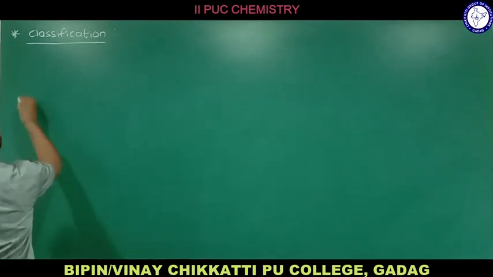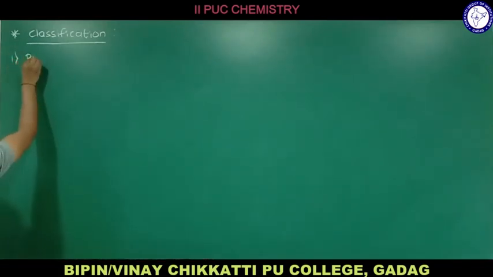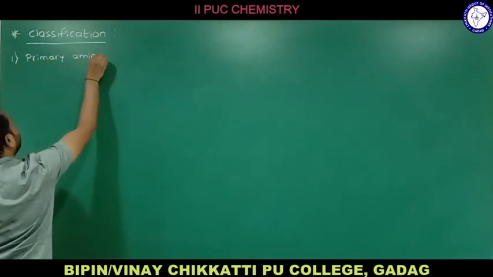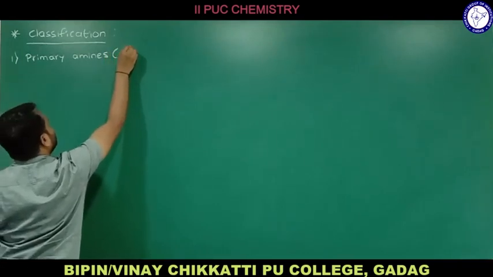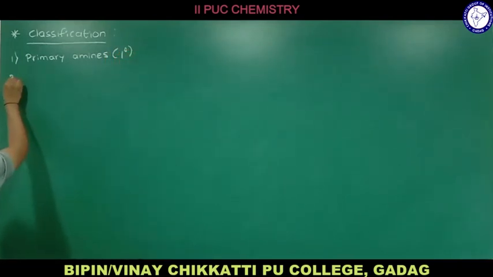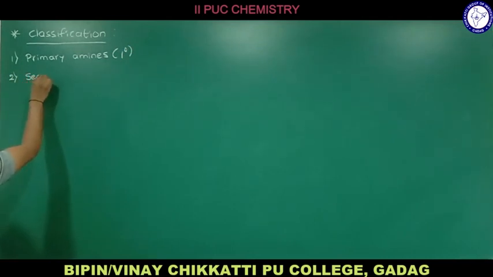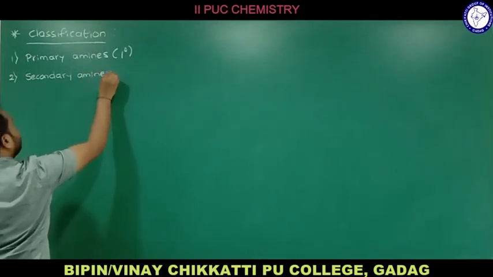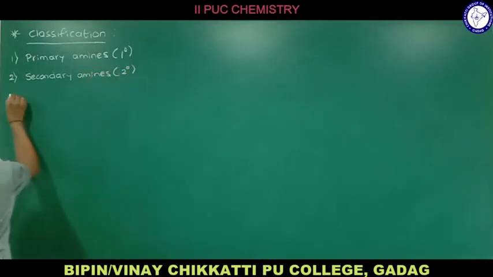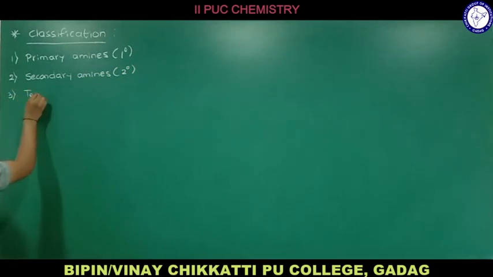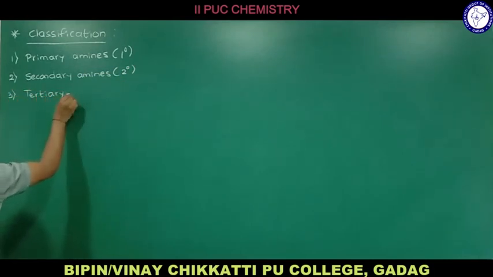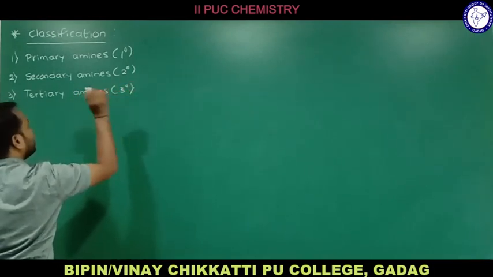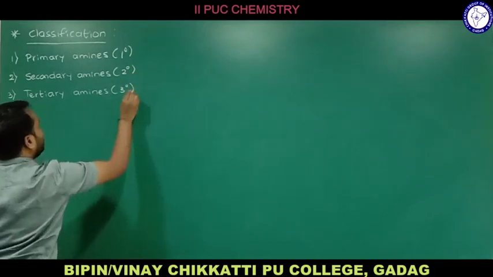We will see one by one. Let me write the headings. The first one is nothing but primary amines, and it is represented by 1 superscript naught, and the second one is secondary amine. It is represented by 2 naught, and the third one is tertiary amine. It is represented by 3 naught. And now we will see the first one.